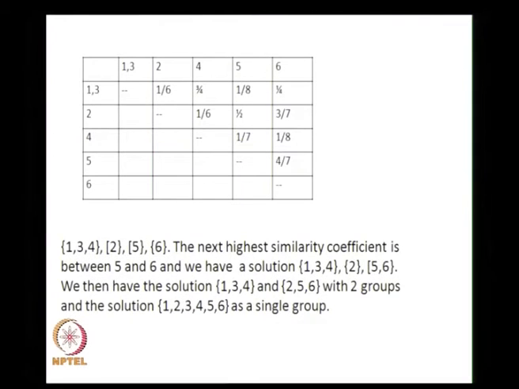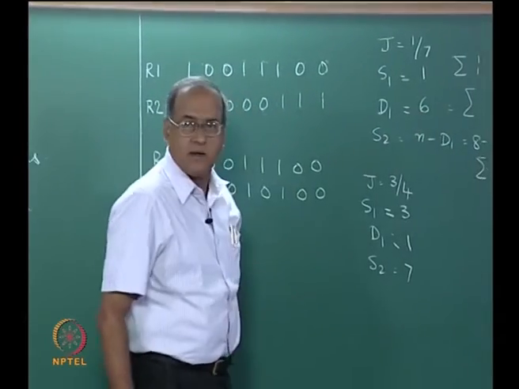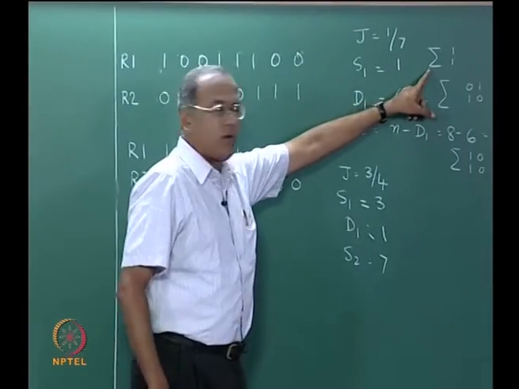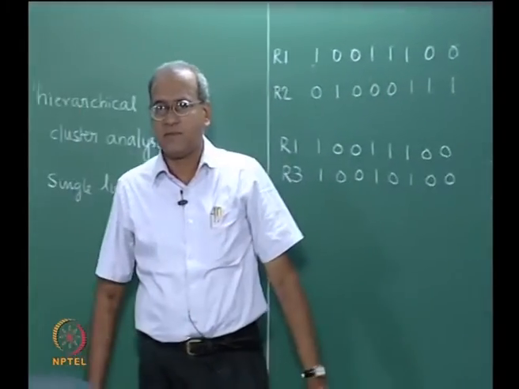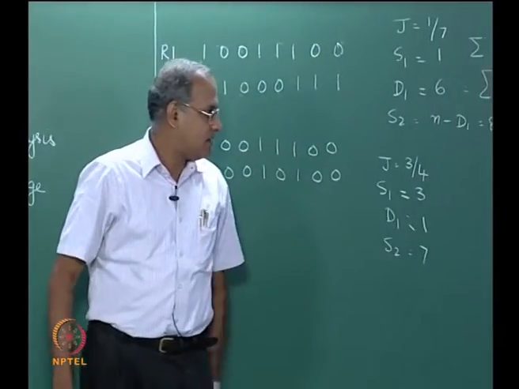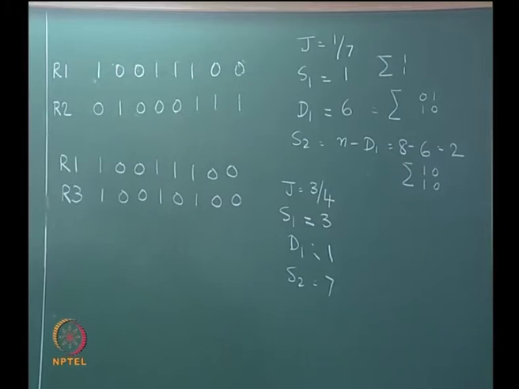Before we do that, let us also try and define these similarity coefficients in a more formal way. Now, I have loosely defined it by saying sum of all 1 1 pairs, sum of all 0 1 and 1 0 pairs, and sum of all 1 1 and 0 0 pairs. So, now let us define these formally.